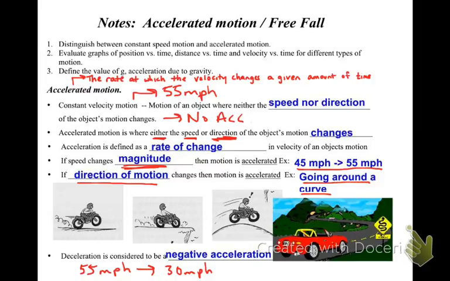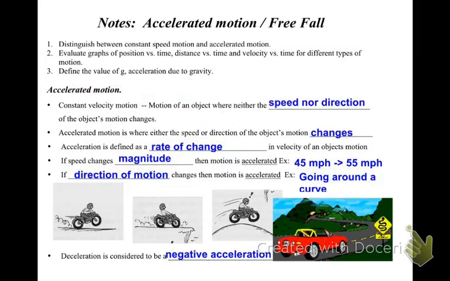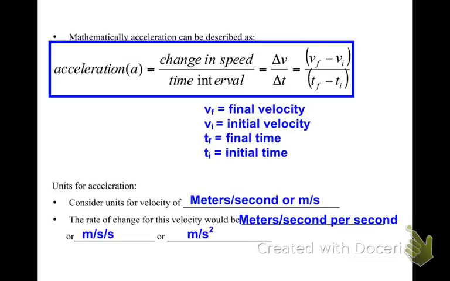But anyway, 55 miles per hour, we decelerate to 30 miles per hour. It is a form of acceleration. It's just a negative acceleration. We do have a change in speed. So now, mathematically speaking, how can we describe acceleration? We can describe acceleration as a change in speed over a certain period of time.